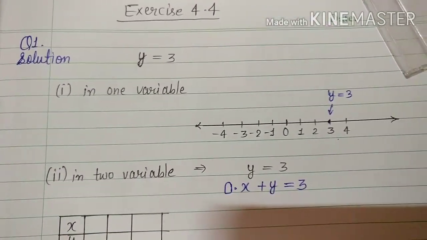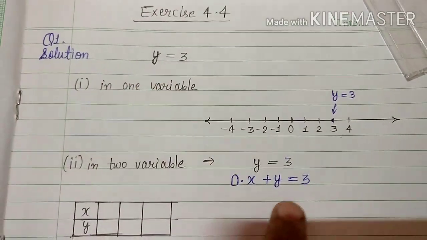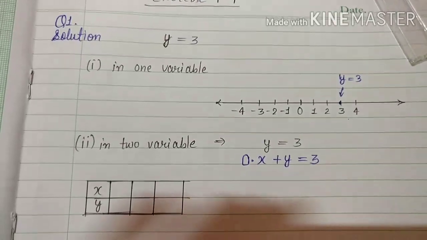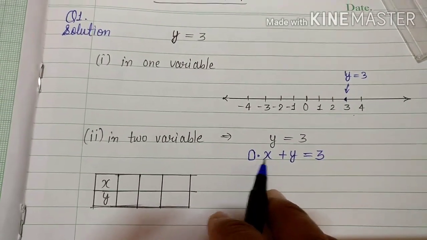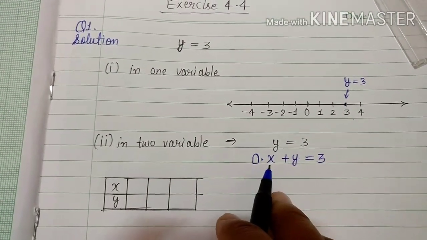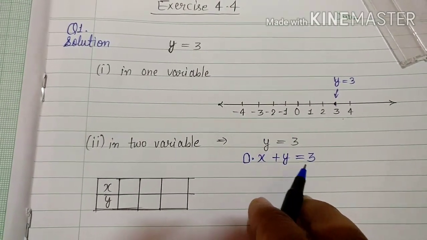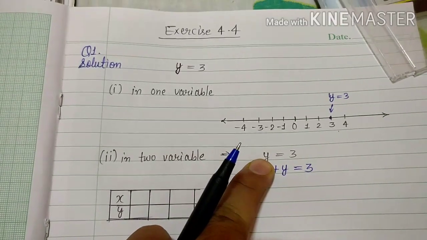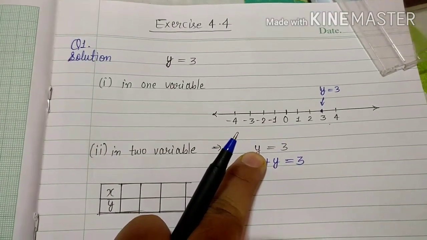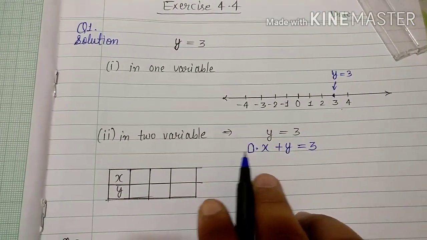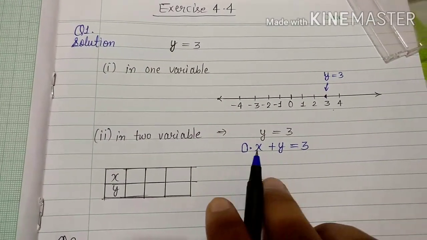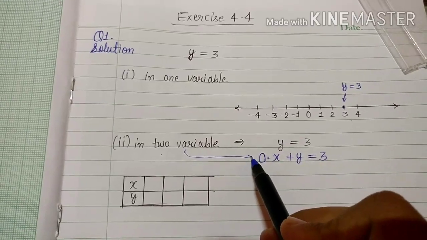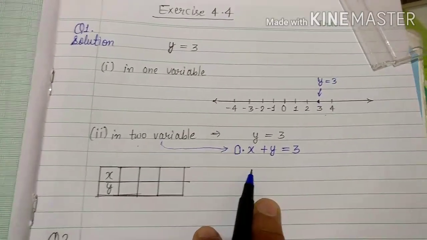Okay, now show it in two variables. The same equation, y equals 3, show it in two variables. How can we show it? As I told you already, in place of x we can write 0. 0 multiplied by x will remain 0 only, so it will remain the same, y equals 3. So 0 multiplied by x plus y equals 3. When we write it this way, it becomes a linear equation in two variables. That's why we're writing it in this way.